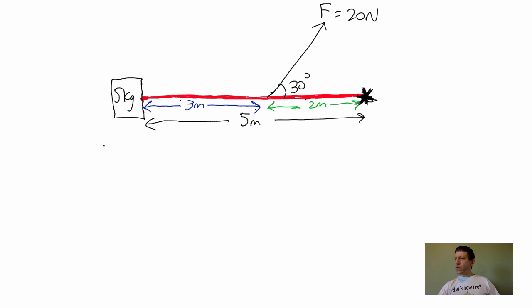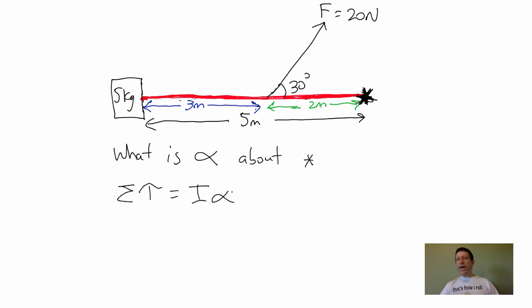And the question we're asking is, what is the angular acceleration alpha about that star axis? We're going to have to use this net torque equals I alpha. The issue with this is that specifically the I and the torque are what we've got to calculate before we can figure out what alpha is. We've got to do individual calculations for this and individual calculations for that.